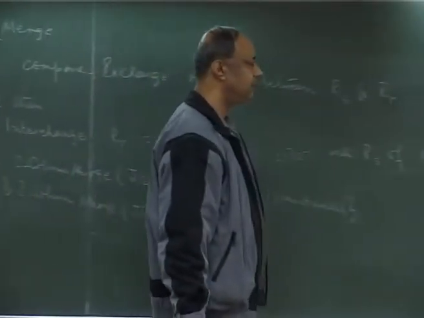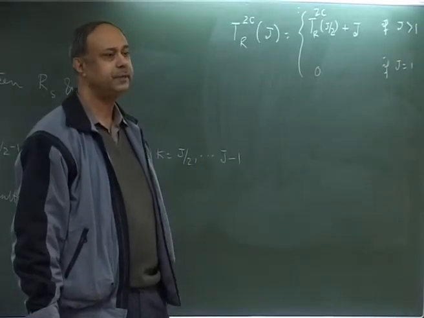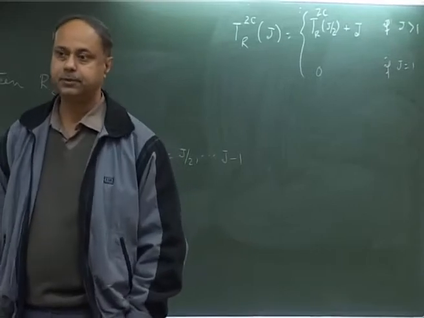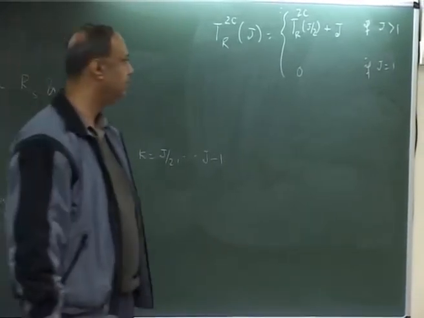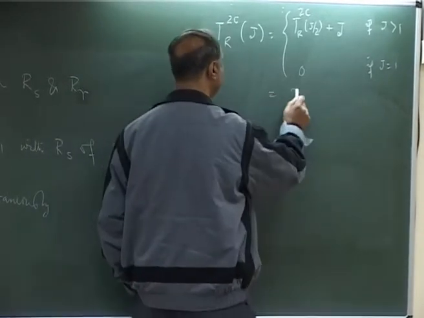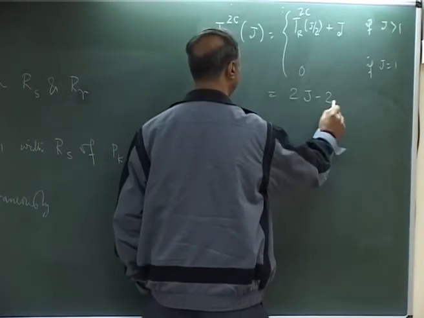Tell me, what is the solution? J plus J by 2 plus J by 4. 2J, or 2J minus 2? 2J minus 2. Last time we did it, I think it is 2J minus 2.